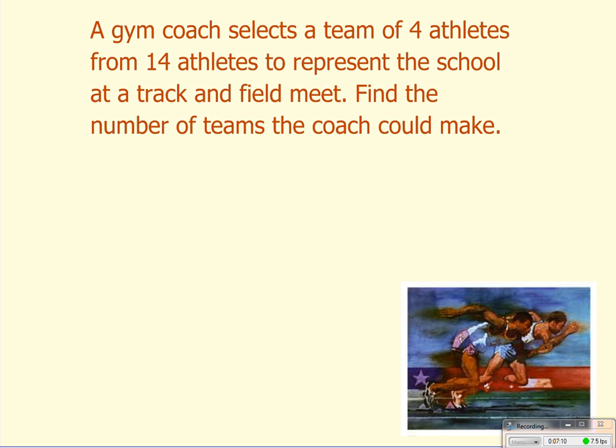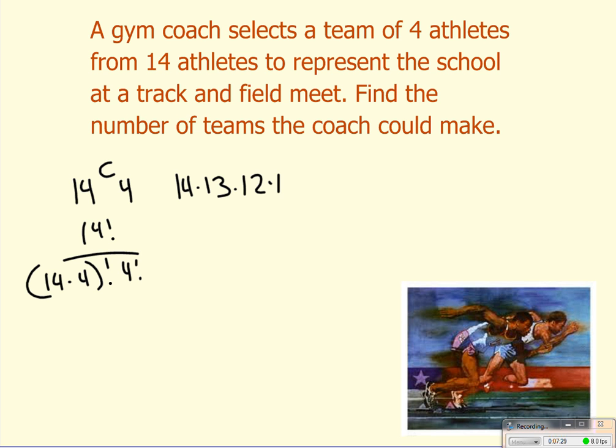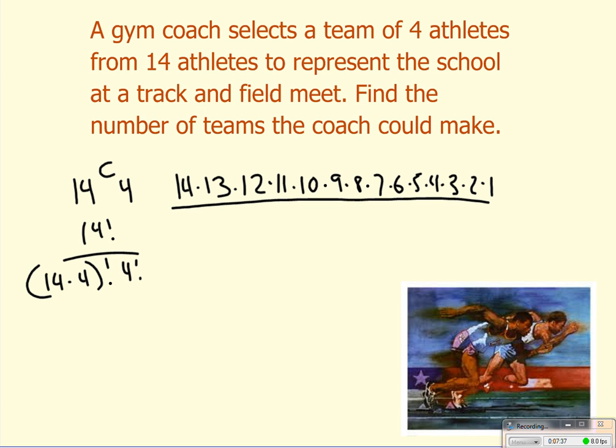A gym coach selects a track team of 4 athletes from 14 to represent the school at a track and field meet. Find the number of teams the coach can make. So I'm going to take 14 choose 4. That's 14 factorial over 14 minus 4 factorial, 4 factorial. So 14, 13, 12, 11, 10, 9, 8, 7, 6, 5, 4, 3, 2, 1 over 10, 9, 8, 7, 6, 5, 4, 3, 2, 1 times 4, 3, 2, 1.